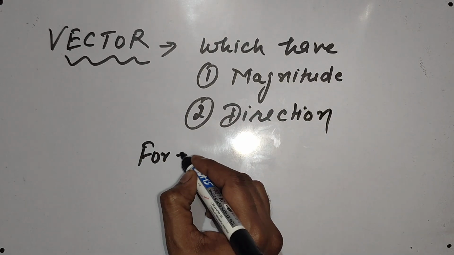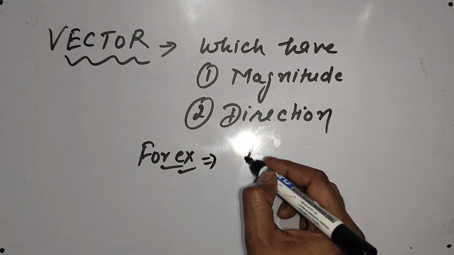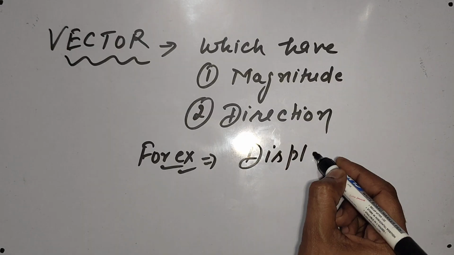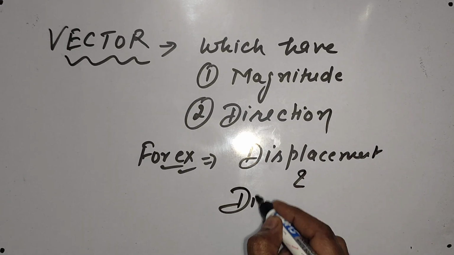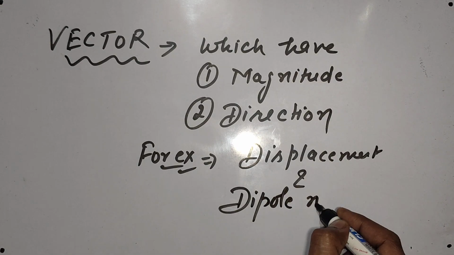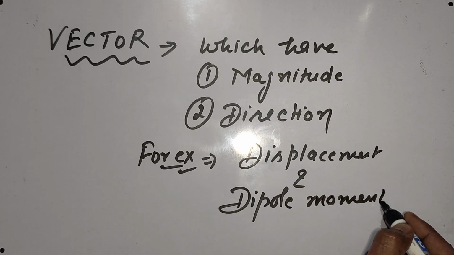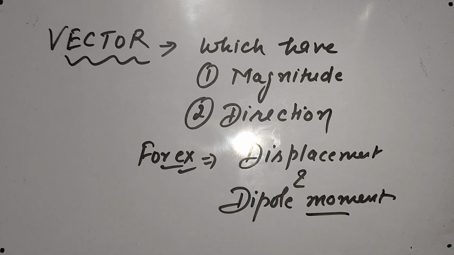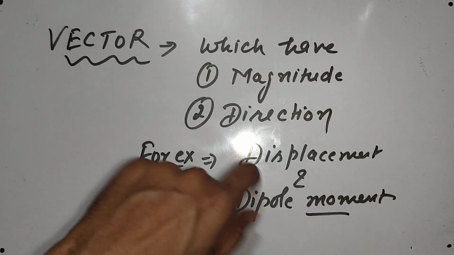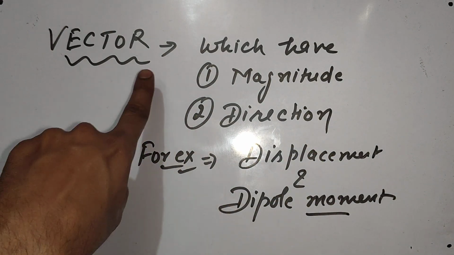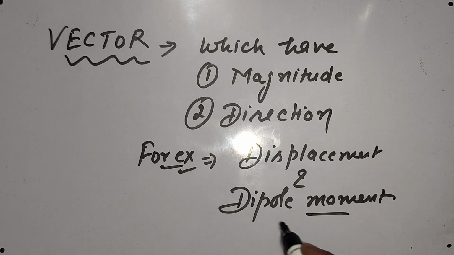For example, displacement and dipole moment, the topic which we are dealing with. So the quantities which have magnitude, meaning the value is there, as well as the direction are vector quantities. Dipole moment is also a vector quantity. Let's check how.